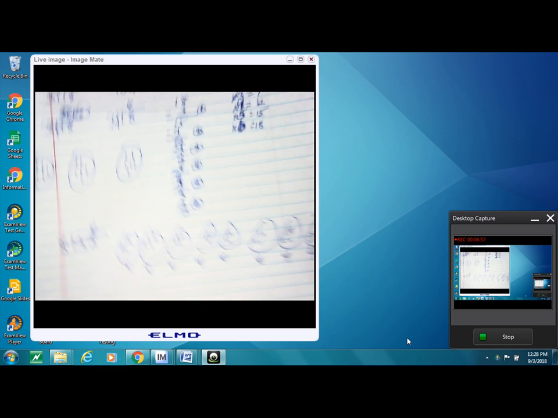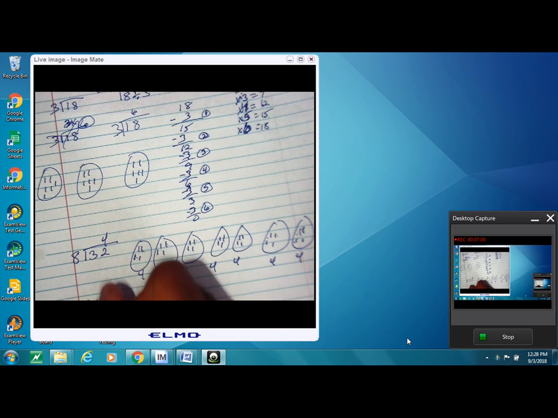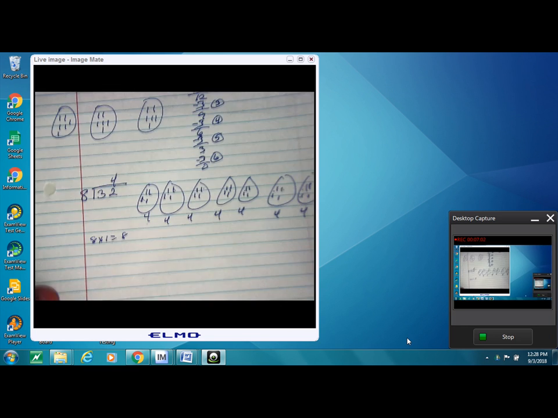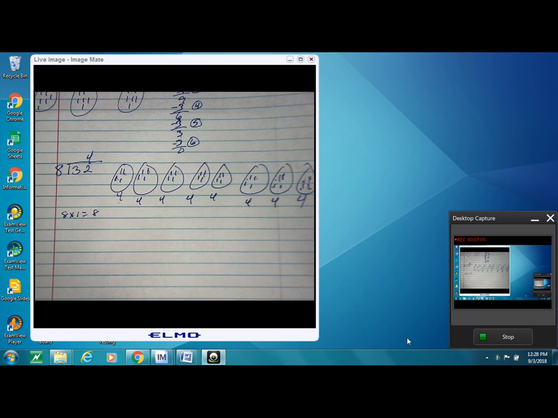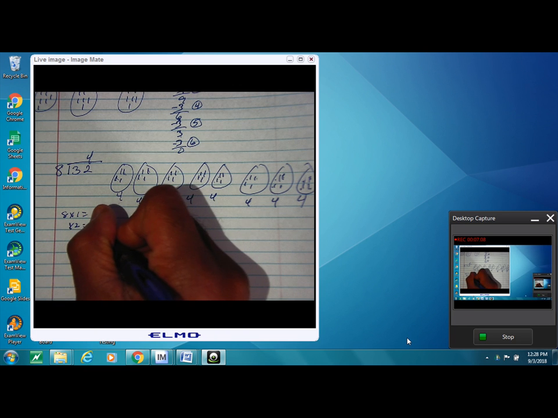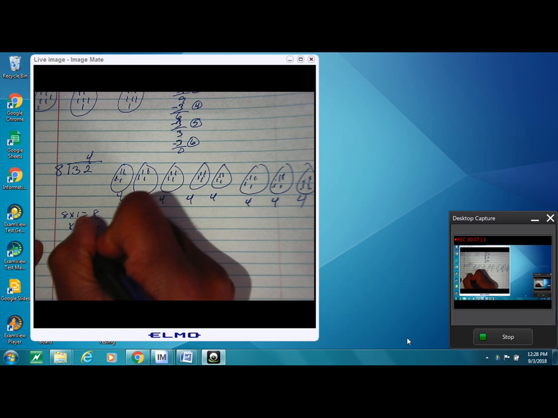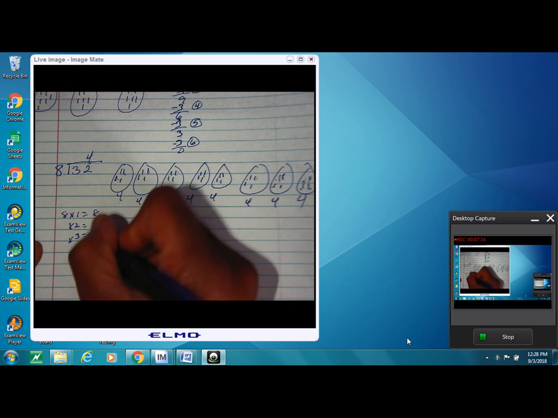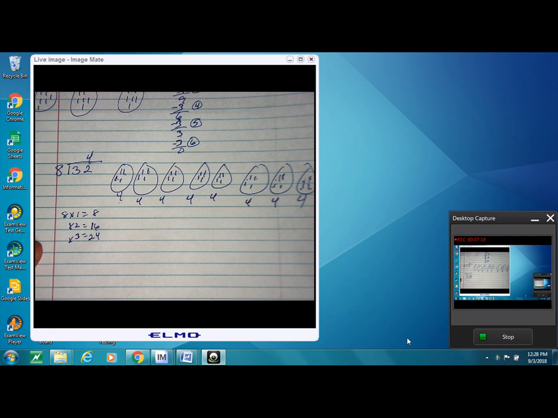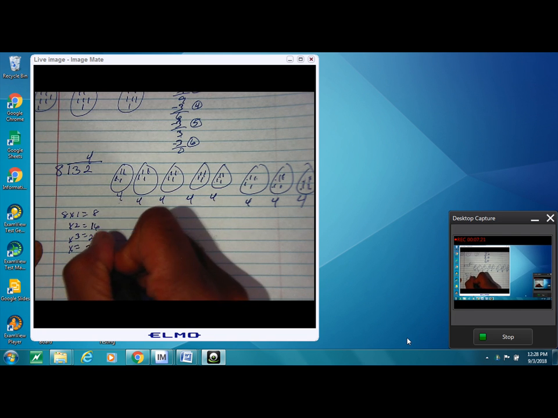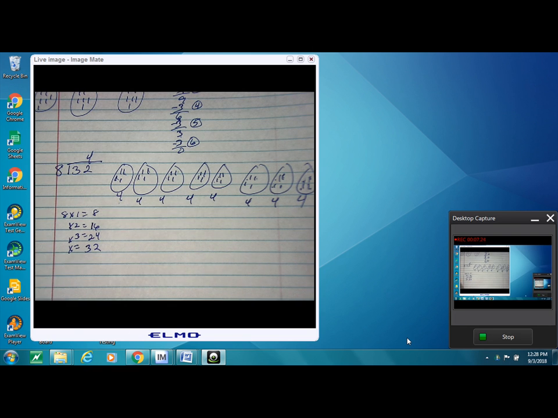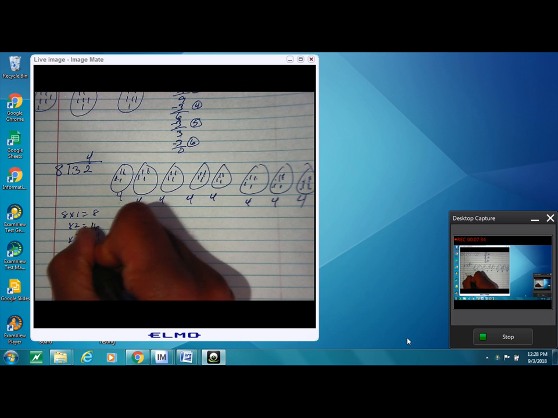What you can also do is this. 8 times 1 equals 8. Times 2 equals 16. Times 3 equals 24. Times 4 equals 32. Okay? You can do it that way. That requires you knowing your multiplication facts to be able to do what we just did.